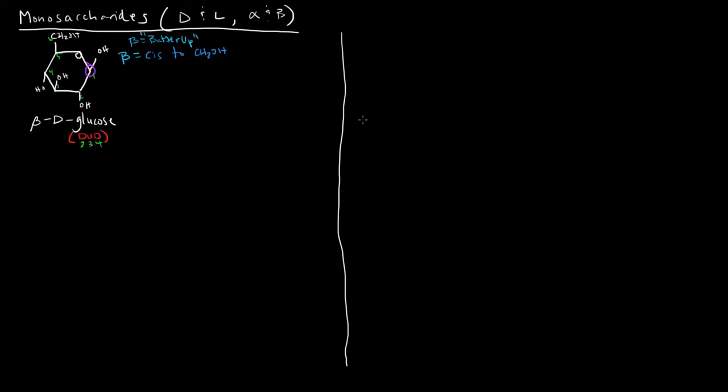So how does this differ from alpha D glucose? Well, alpha D glucose differs only at the anomeric carbon, right? So most of it is going to be the same. Actually, let me draw that a little bit bigger. Alpha D glucose looks like this. So it's still a D sugar, so the CH2OH is going to be up like that. And this is still going to be down, up, down, for carbons 2, 3, and 4. The only difference is that instead of the OH group going up, the OH group is going to come down, so that it's alpha.